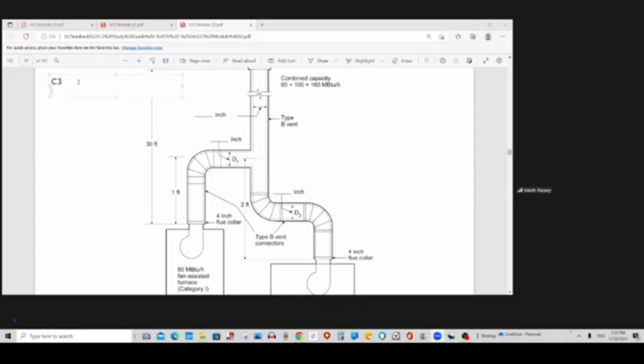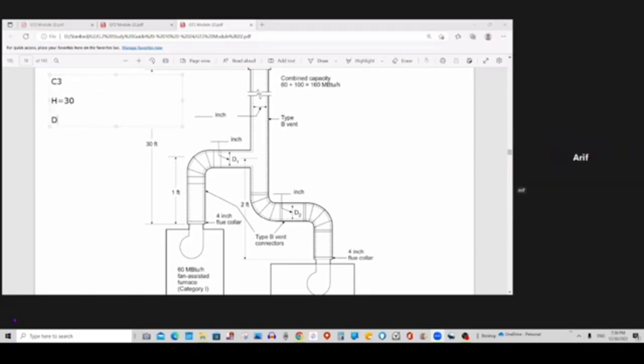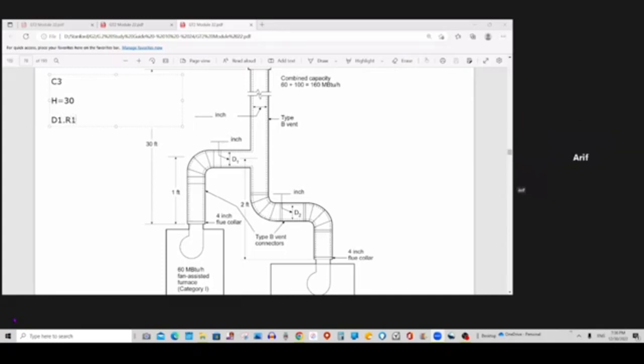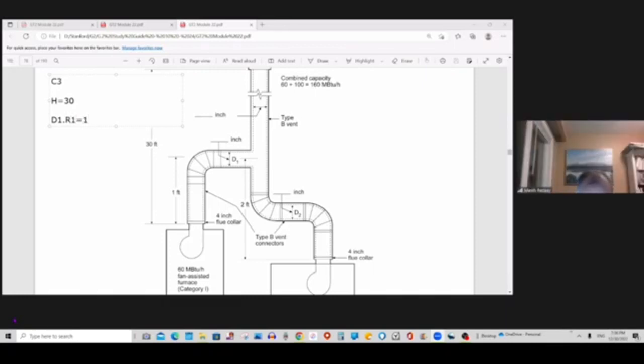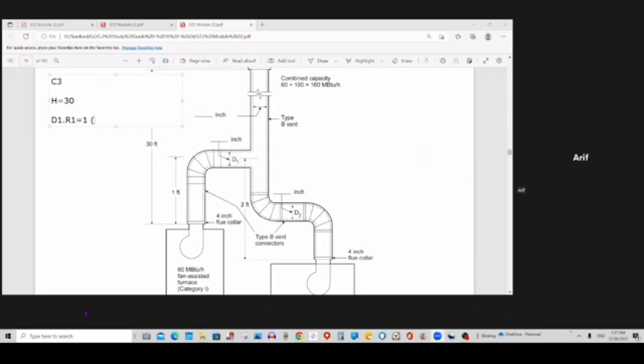Okay. On table C3, what's the height? 30. And for D1, what's R1? R1 is 1 foot. Okay, let's go R1, 1 foot. And 60, what do we get for D1? Exactly, 60 is 6 inch. Sure.